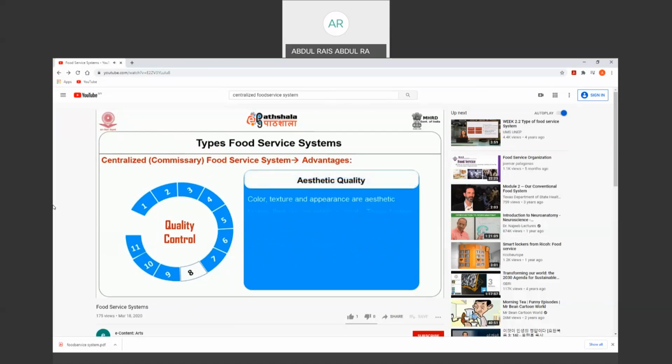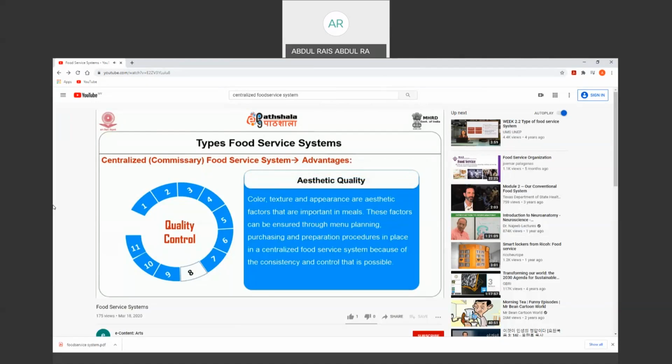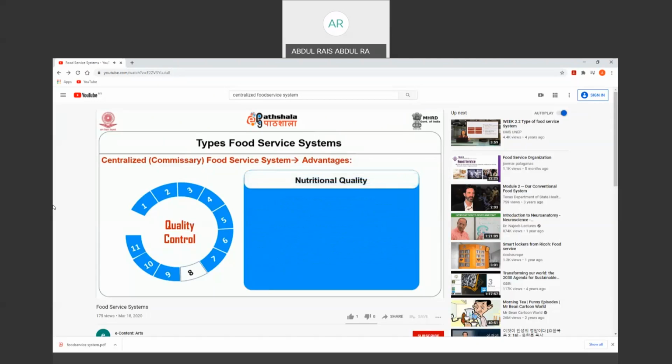Our next quality is aesthetic quality. Color, texture, and appearance are aesthetic factors that are important in meals. These factors can be ensured through menu planning, purchasing, and preparation procedures in place in a centralized food service system because of the consistency and control that is possible. The last quality is nutritional quality. Nutritional quality of the meals in a centralized food service system requires consistency and control throughout planning, purchasing, and preparation.